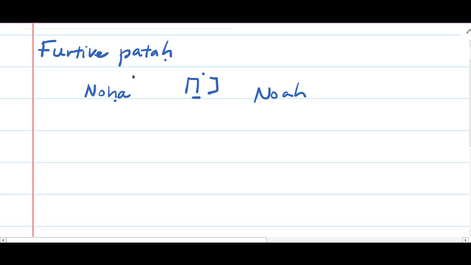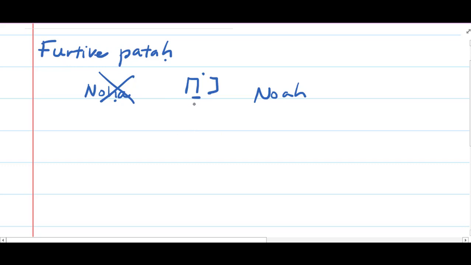But that is in fact incorrect. Why? Because this pathach is not a real pathach. It's not a real vowel doing what a real vowel does. It is rather a sneaky, furtive pathach. The word furtive means sneaky in English, and sure enough, it's sneaked in there as well.